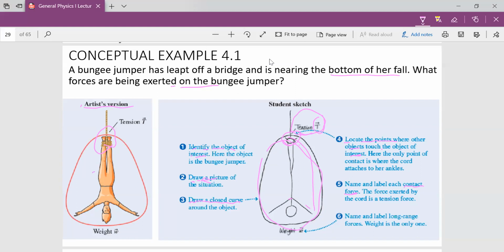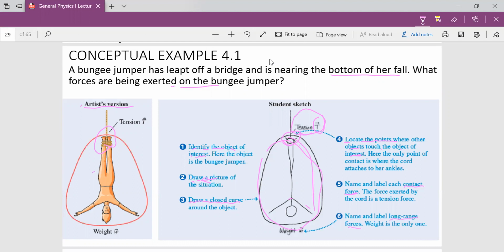Okay, so the next, which is the 6th step, the last step, is to determine the 2 types of forces, whether they are contact force or long range force. Okay, so we have identified the contact force to be tension, and we identified the long range force because this object is suspended in the air.